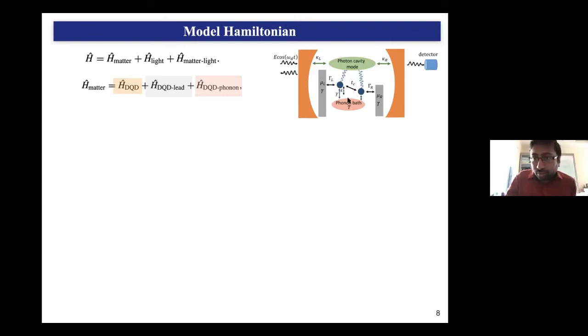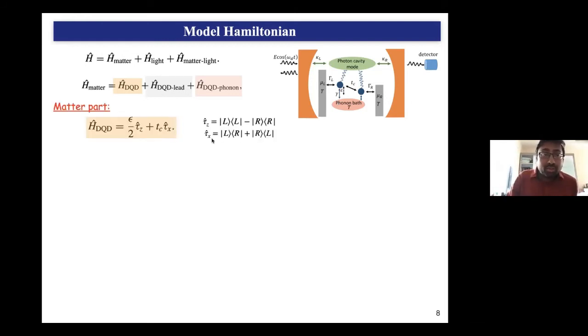It has various components. You have a double quantum dot, you have the leads, and the quantum dots can interact with phonons. So it's a very general model in that sense. The matter part is essentially a double quantum dot, so you can realize a charge qubit. I should mention that we are sitting in a Coulomb blockade limit, meaning at any instant you can only have one electron in the dot. Therefore, you can realize finally a charge qubit, and you can write it in a very simple form.